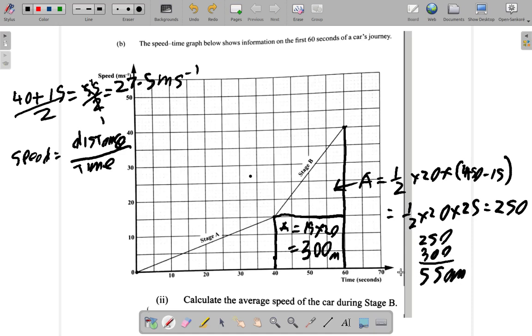So 250 plus 300 is 550 meters. And the average speed is distance, 550, over time. The time is 20. In this case, you cancel down and you end up with 55 over 2 again. So again, it's 27.5 meters per second. All right, so using two methods, we have 27.5 meters per second as the average speed of the car during stage B.